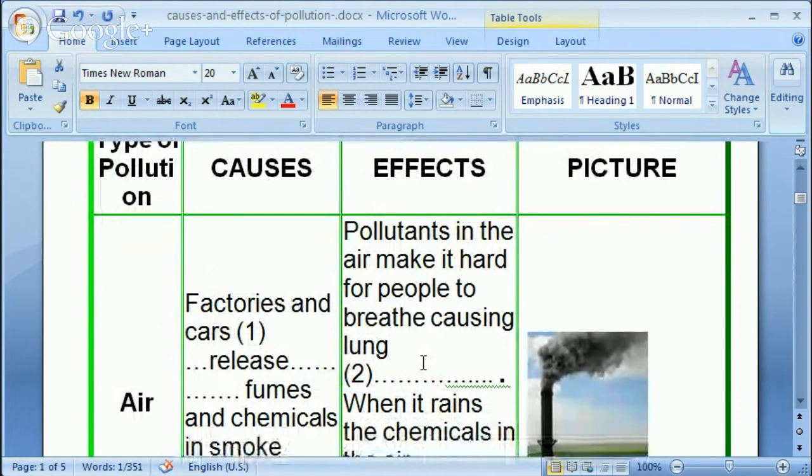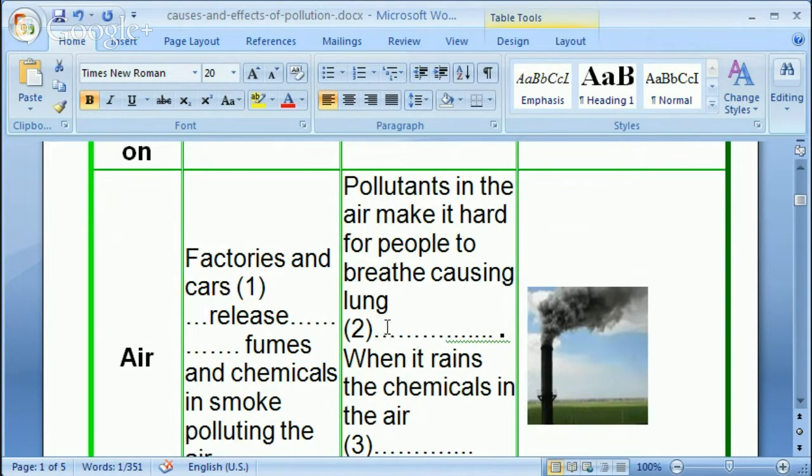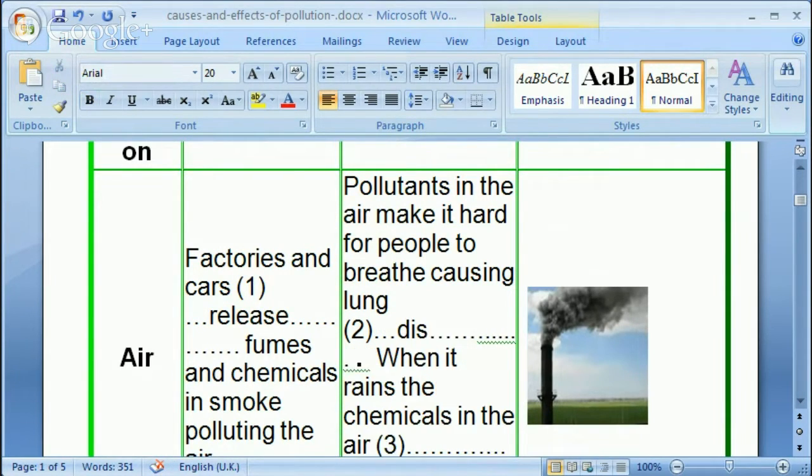So one way to do fill in the blank exercises is to just determine what type of word you're looking for and search for only that type of word. So here, using that method, I found this has got to be lung disease. It's the only one that makes sense.